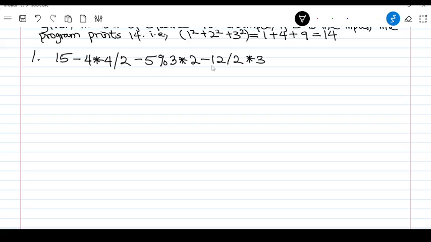I have to first of all divide 12 by 2, and then whatever I get I multiply by 3. Then after, I'm now going to do the addition and subtraction part, where I'm going to take 15 minus whatever I get after multiplying 4 by 4 and dividing by 2, minus whatever I get after taking the modulo of 5 and 3 multiplying by 2, minus whatever I get after dividing 12 by 2 times 3. So that is how we are going to get our answer.